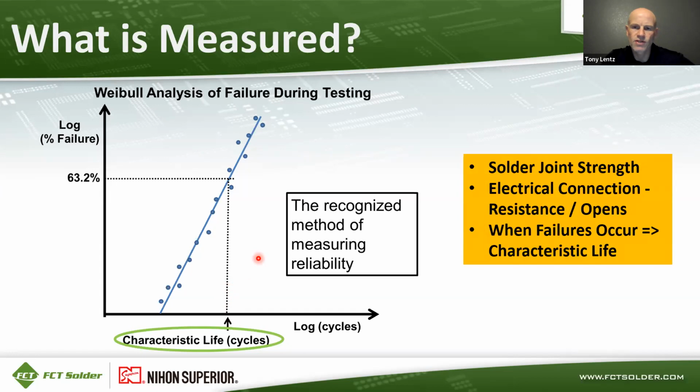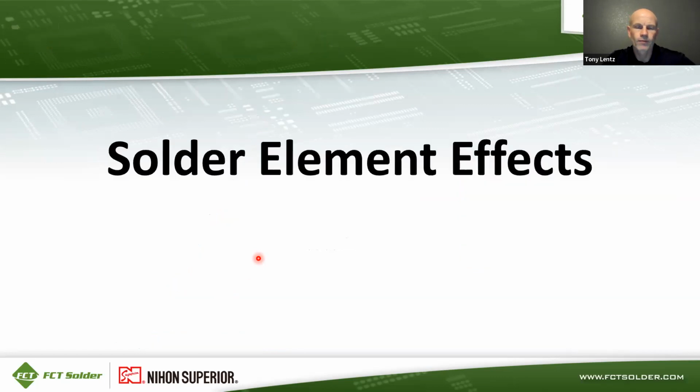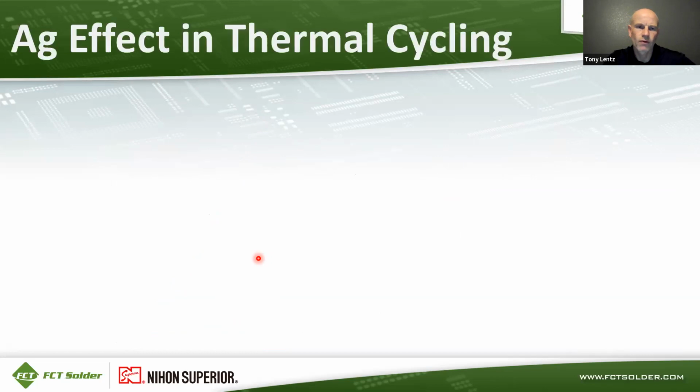So we can do this by measuring solder joint strength. We can do this by measuring electrical connection resistance increases or opens. And then when those failures occur, it will equate to the characteristic life. So what do the different solder elements do that we're using for high reliability solders? Silver has a pretty big effect in thermal cycle testing.